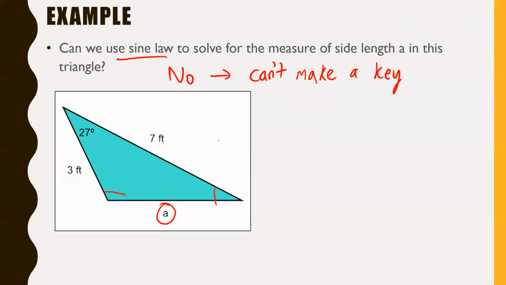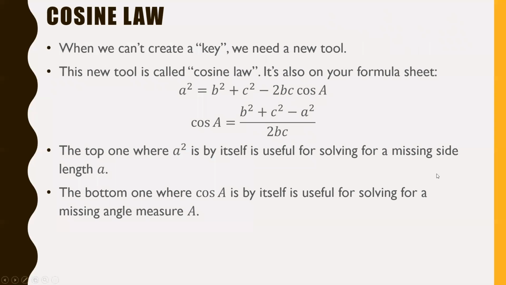I guess we just have to give up and go home. Nope, we're not going to give up and go home. We've got cosine law, and cosine law is actually going to help us on this one. So when we can't create a key, we need a new tool, and this new tool is called cosine law.